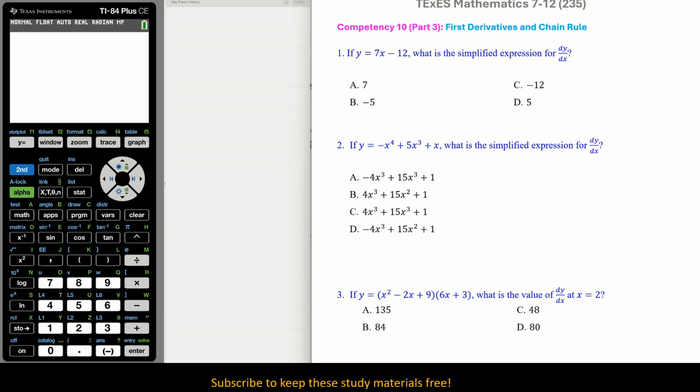Number 1, if y equals 7x minus 12, what is the simplified expression for the first derivative? As you probably already know, that is the notation for the first derivative. So what happens here? Well, the negative 12 becomes 0, and then using the chain rule, we simply have 7. So that will be option A.